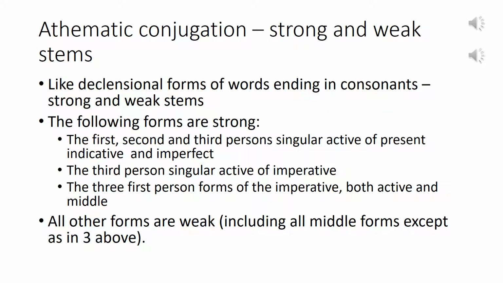The main feature of athematic conjugation is the variation of the stem in a conjugation paradigm. Like the declensional forms of words ending in consonants, the stems show strong and weak forms. The strong and weak forms are indicated here.